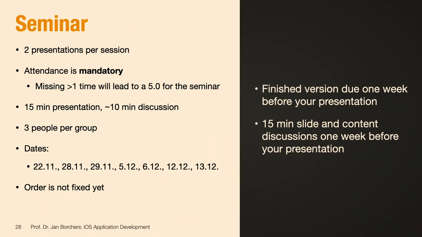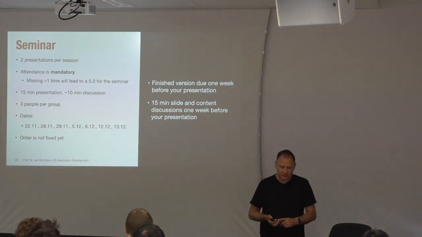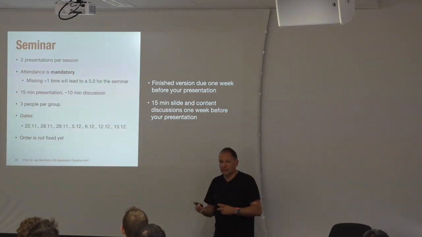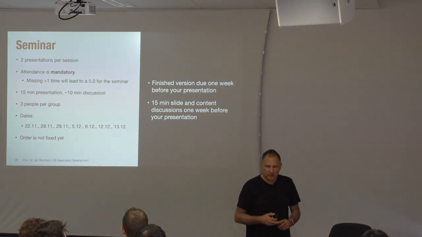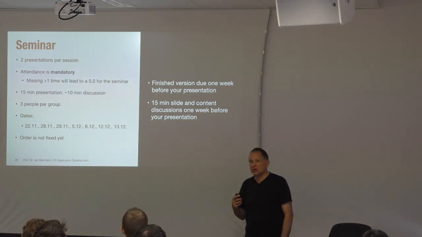How does this work? Well, you will be giving a 15-minute presentation on a topic. After that, there will be about 10 minutes left for discussion. We'll be asking questions about the seminar topics, and other students might be asking questions too. We'll have groups of three, so you'll be working on your seminar topic with two other people. We haven't fixed the order of which topics are coming up when yet, because that will depend on what exactly you are going to be voting on. Voting will be happening in Moodle, and we ask that only one person per group votes. We don't need votes tripled.